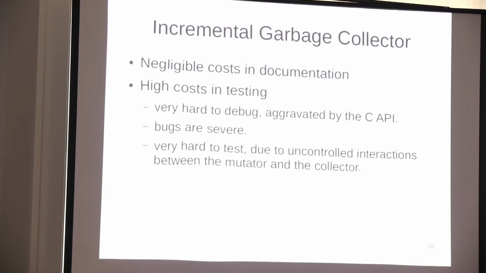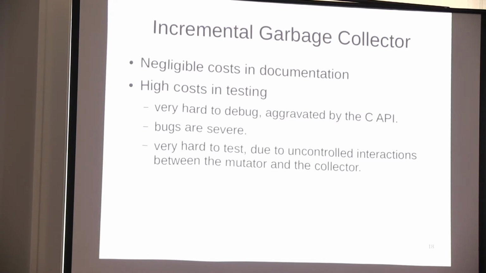The incremental garbage collector, I already mentioned garbage collection. This is something that is really interesting in terms of costs. For instance, in terms of documentation, it's almost no cost. I mean, for the user, this is almost invisible. Implementation is hard, but it's not that hard. The real nightmare of an incremental garbage collector is testing. It's really, really hard to test.